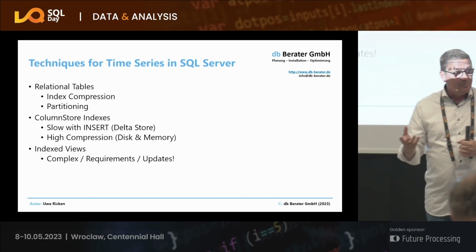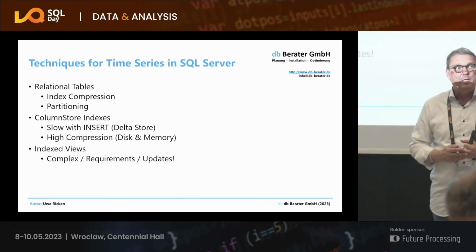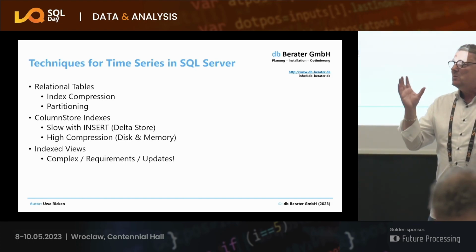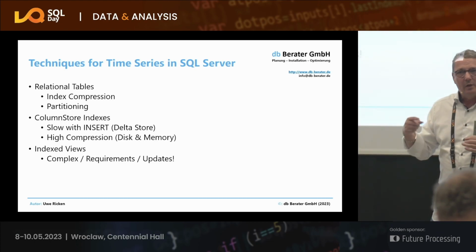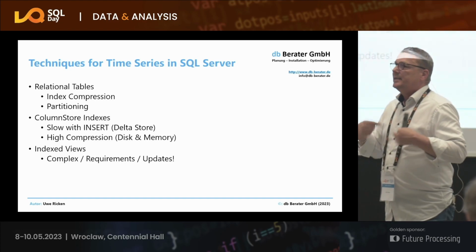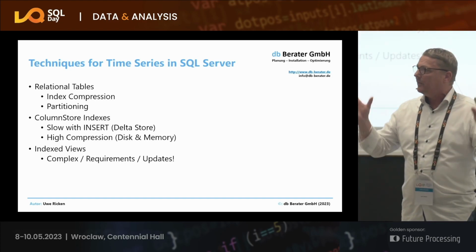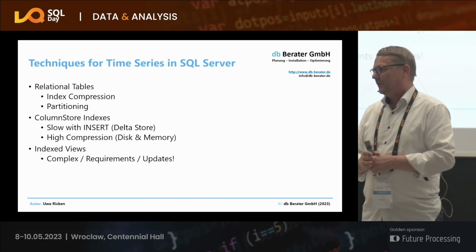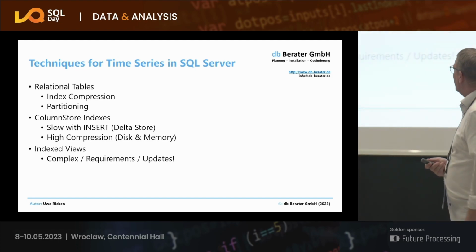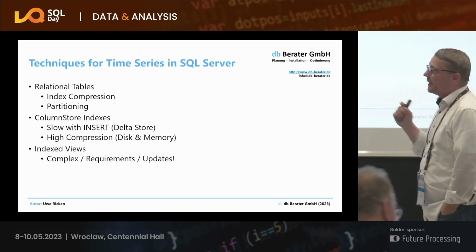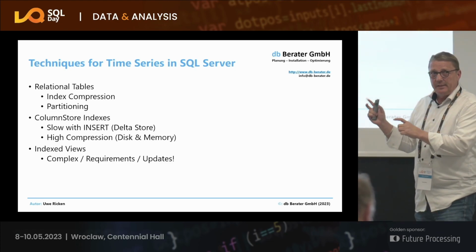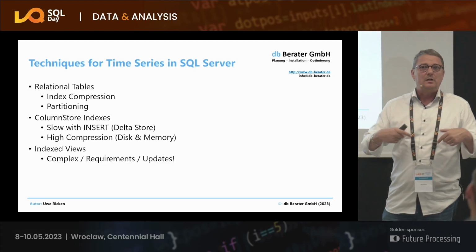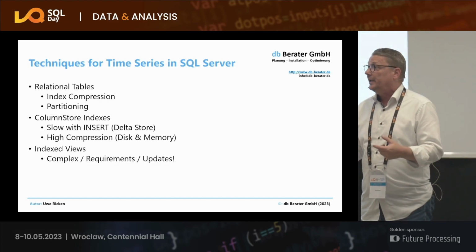But what can be the problem? I had it with one customer in Germany. They had so many delta stores open that the tuple mover, this is the name of the helper, didn't come on with his work because they were way too fast creating new delta stores. And that was growing and growing and growing. High compression is the good thing here with column stores. Basically, for time series, I would not recommend column store when it comes to inserting data.